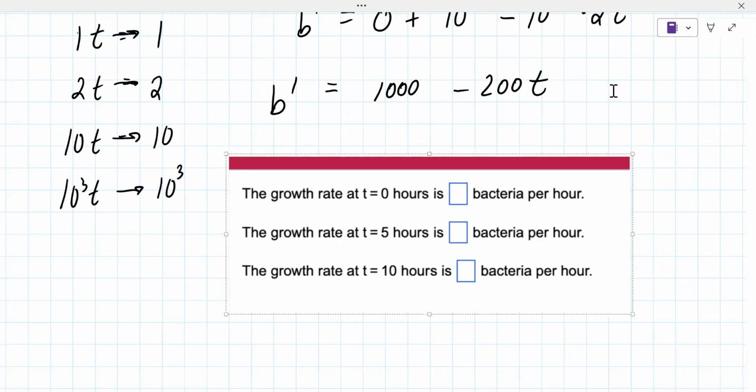For 0, I got 1,000. Okay. For 5, I got 0. Okay. And then for 10, I got negative 1,000.